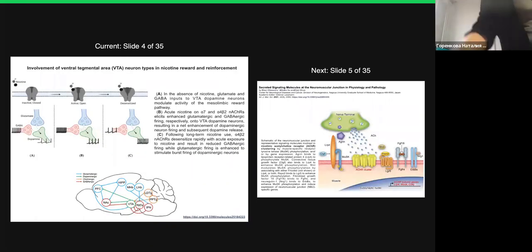For example, nicotine reward. Because it's a nicotinic receptor, if you have nicotine, the original ligand of these receptors, activating its receptor, it triggers the other receptor types, like glutamatergic and GABAergic, and finally it influences the dopamine neurotransmission and the dopamine firing increases.